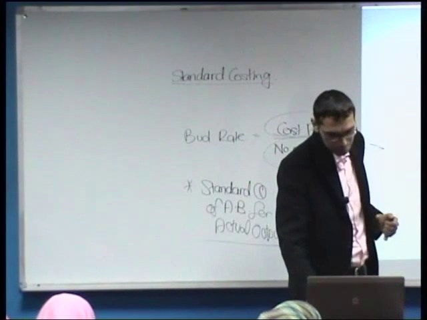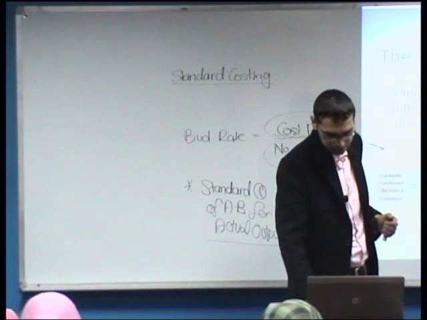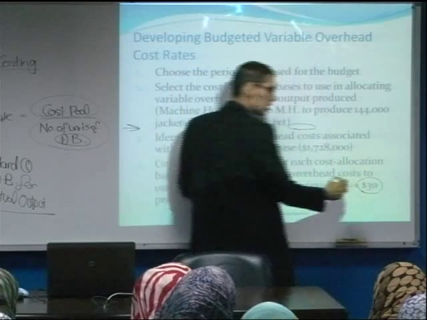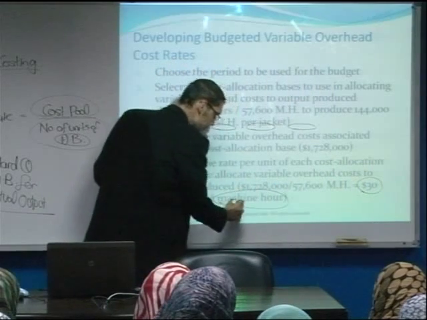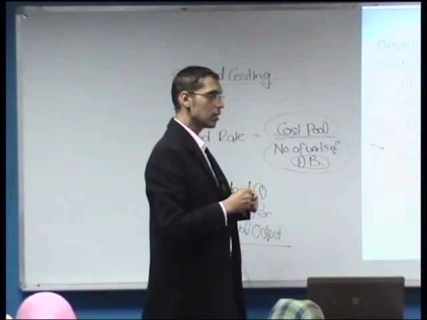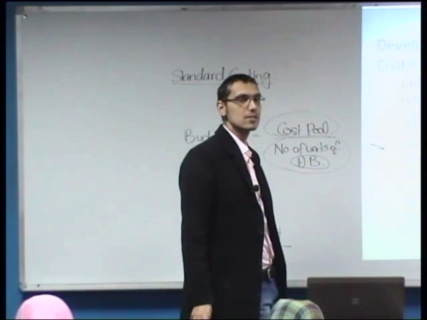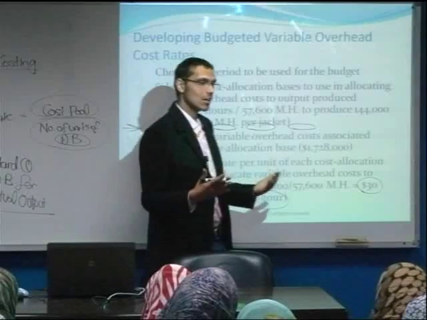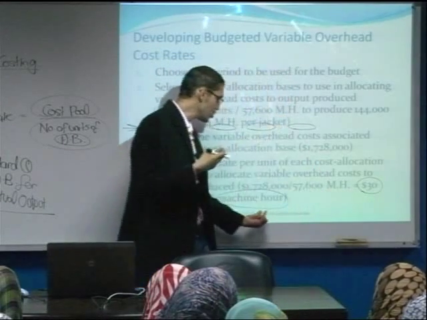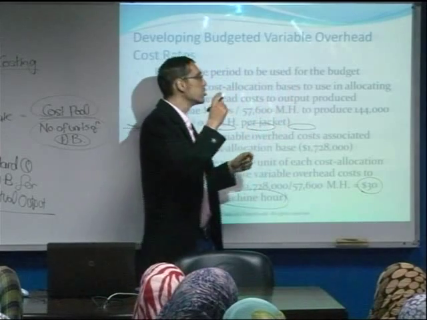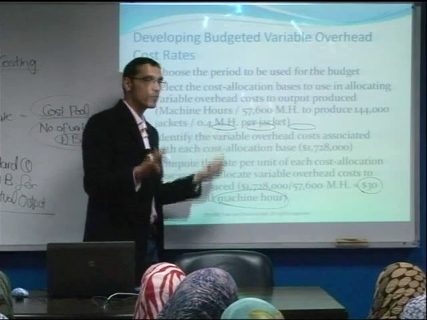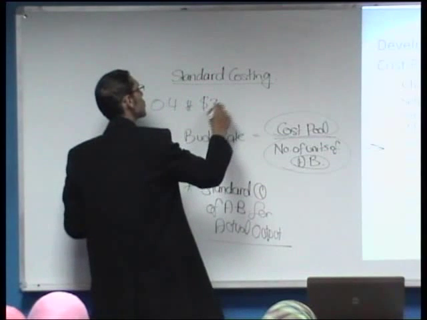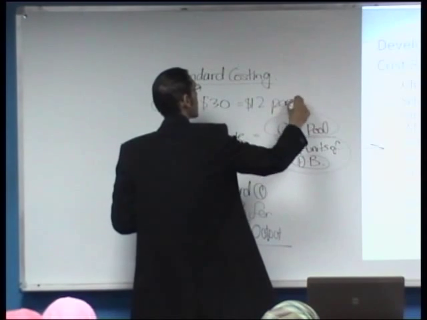From the previous slide, as we can see here, the variable was not $12, it was $30. But $30 for what? For the machine hour. So how did you get the $12? Therefore, if I know for a fact that $30 is the cost per machine hour, and I know for a fact that each jacket needs 0.4 machine hours, then per jacket, it would be 0.4 multiplied by $30, which is $12 per jacket.